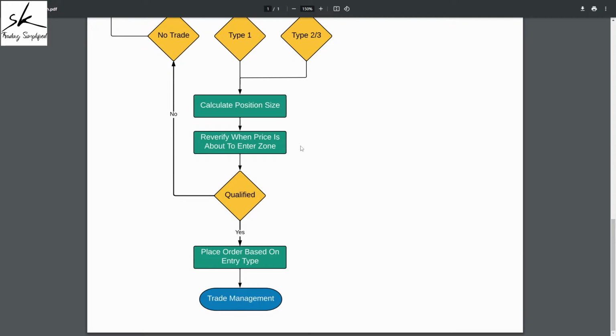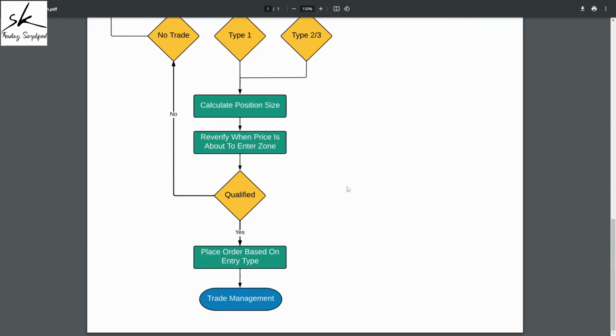So these conditions can change, and that is the reason you'll always have to re-verify before the prices are about to enter the zone. And if it qualifies, you place your order based on the entry type. And once your order has been executed, last step is your trade management, where step 1 is we make it a break even trade. And after that, if we get the opportunity to trail onto it, we start using our trailing stop loss. And that is how we plan a trade in a very mechanical and rule based way.